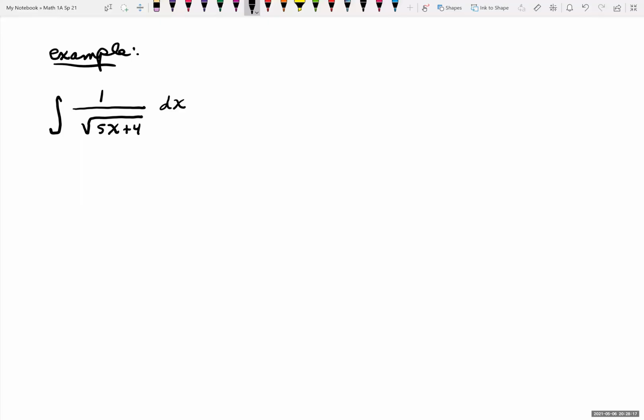Okay, so in this next example, we have the integral of 1 over the square root, and our radicand, what's underneath the square root, is 5x plus 4, times dx. Right now we don't know how to integrate this. If it was just a single term underneath that square root, we could rewrite it to the 1/2 power and probably take the antiderivative. But we have more than one term underneath that radical. So let's choose our u value to be this radicand, 5x plus 4.